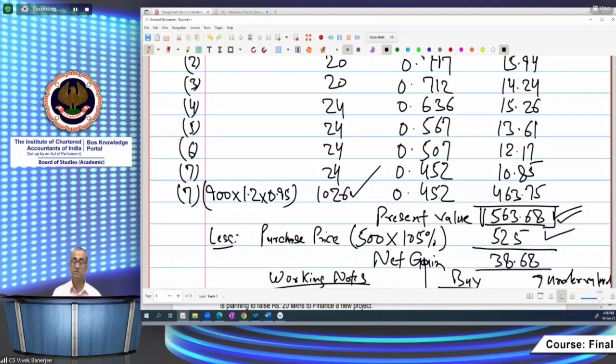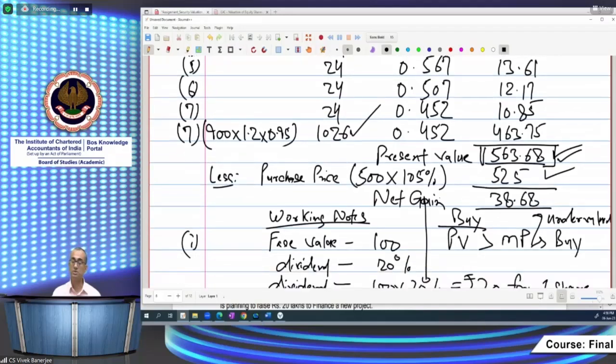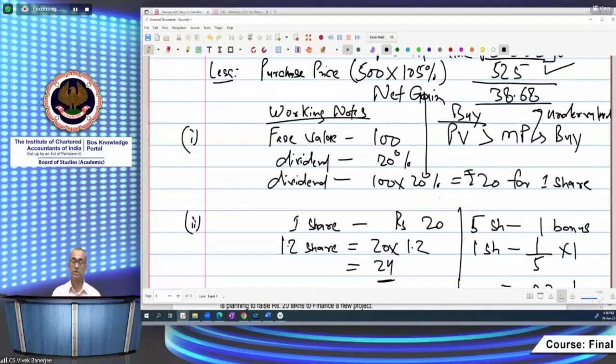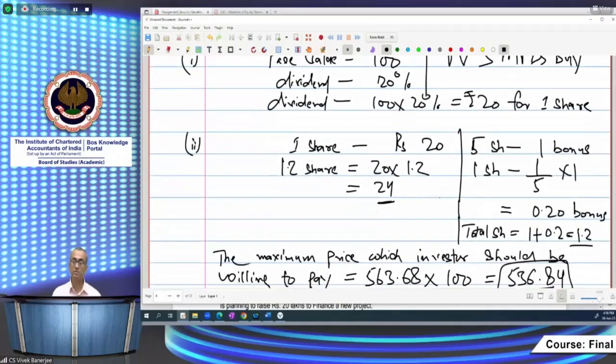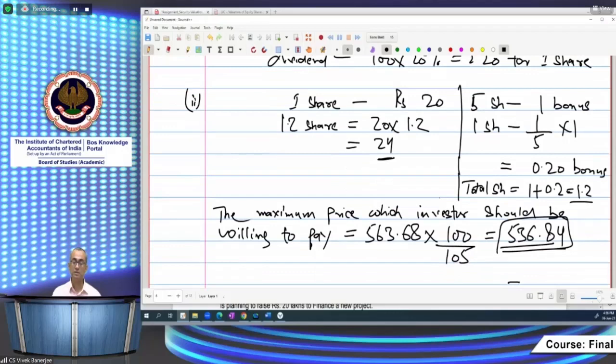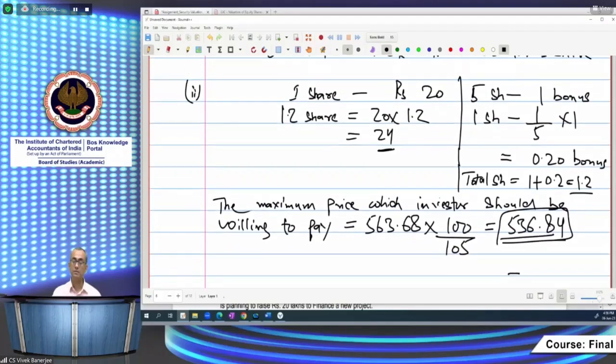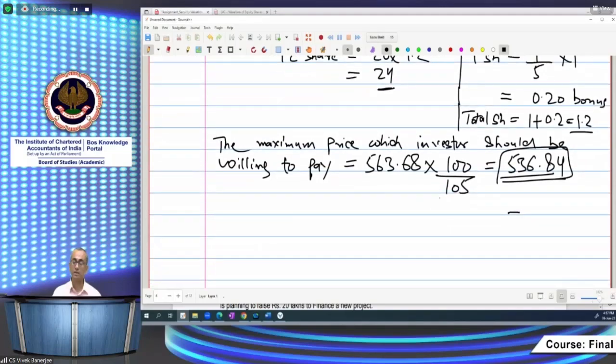So since the present value is greater than the current market price, shares are undervalued, and the decision should be to buy the shares. And what is the maximum price he should pay? The maximum price Mr. A should pay is this present value into 100/105, because जितना भी वो पे करेगा उसमें से incidental expenses वो लेस करके पे करेगा. Okay. Now coming to this last question of this assignment.